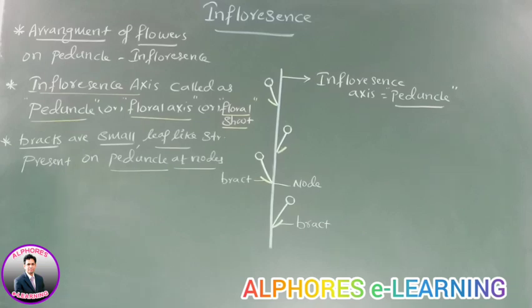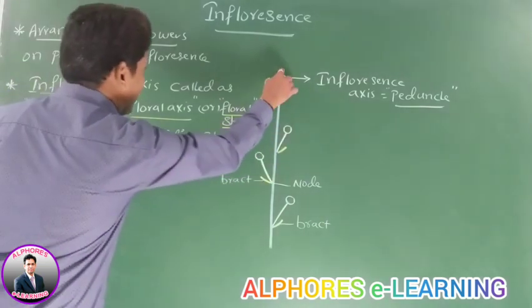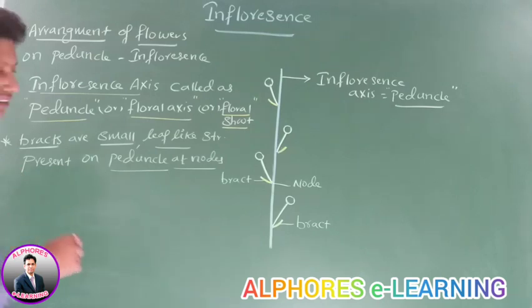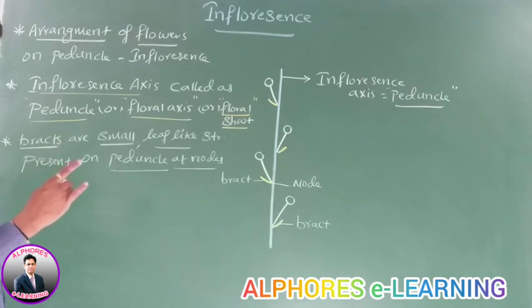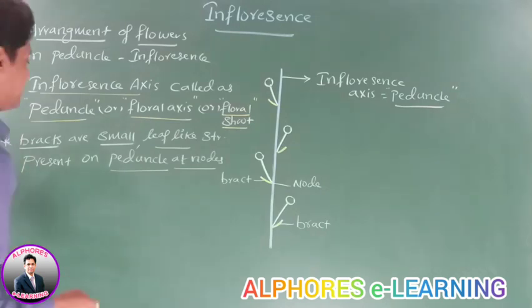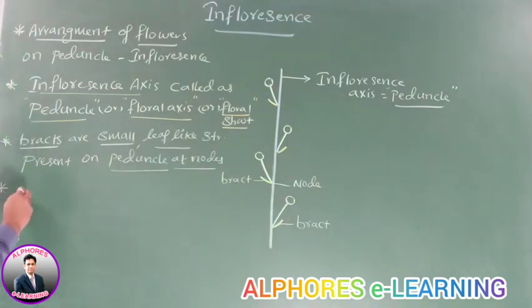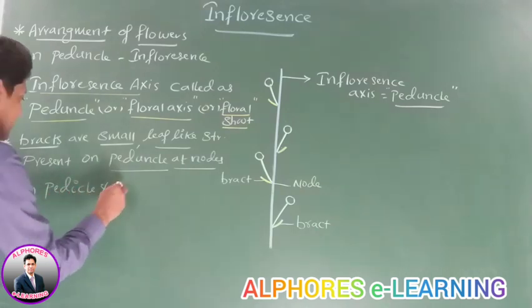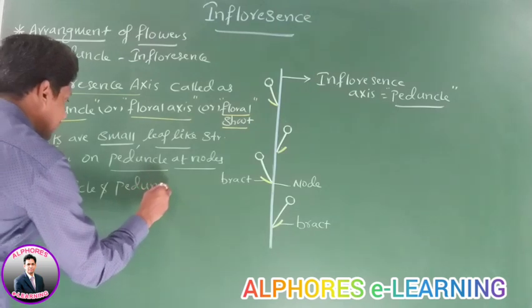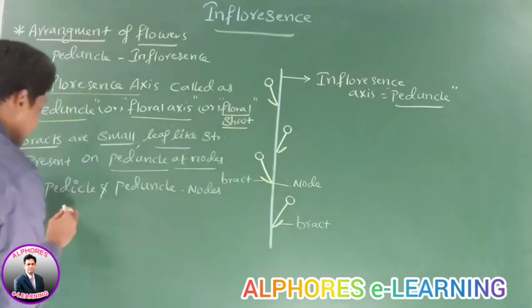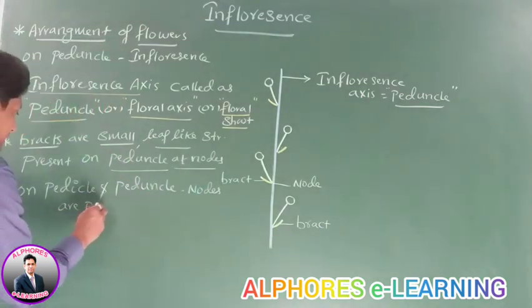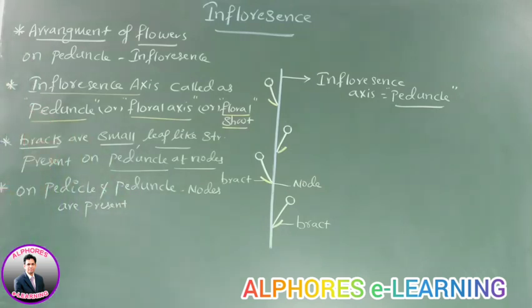Now, listen to this statement. This is the peduncle. On the peduncle, you see the bracts at nodes. It means on the peduncle, nodes are present. Similarly, on the pedicel also, nodes are present. Therefore, nodes are present on the pedicel as well as on the peduncle. Is this statement clear?